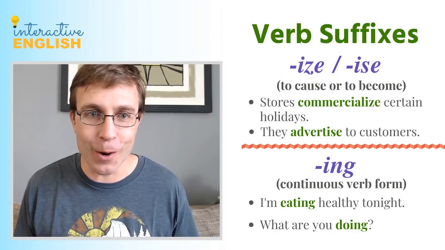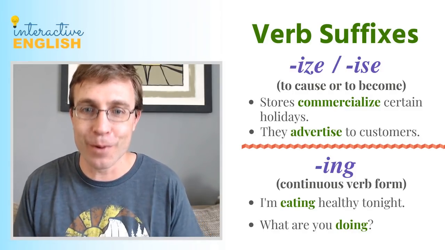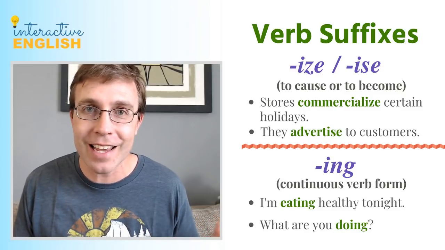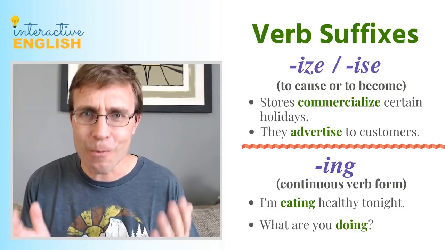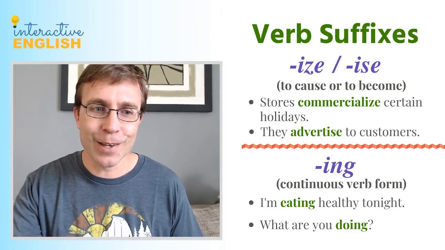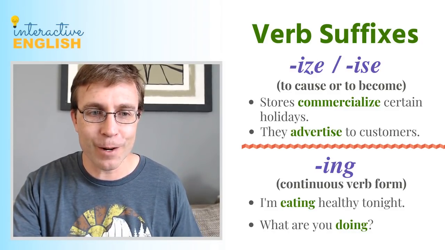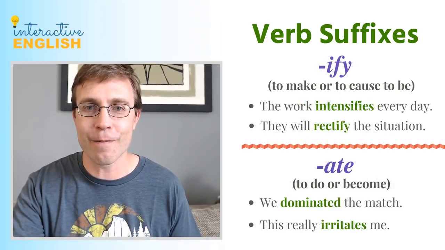And then the other one, this is a question that is so common. If you want to know what another person is going to do, you just say, hey, what are you doing? Or maybe you're wondering what's happening? What are you doing? All right. So these are some common verb suffixes. Let's look at a few more.